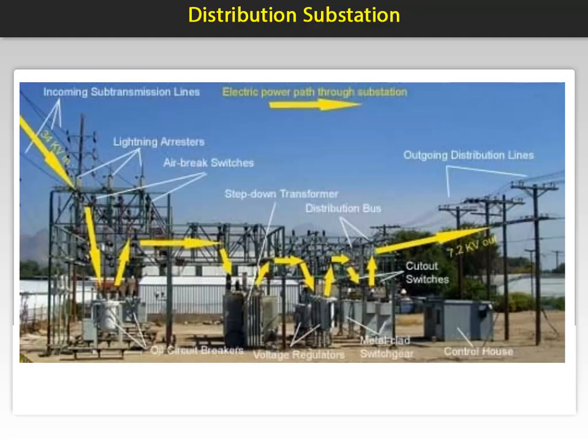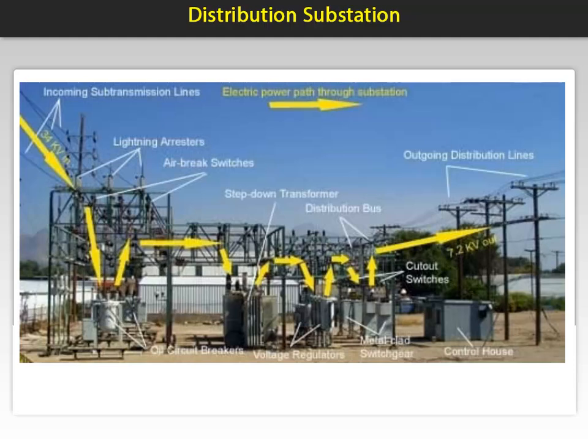In conjunction with the incoming line you will see lightning arresters. The feed then flows to air brake switches used to isolate for service the equipment in the yard. These can also be vacuum switches and can also be enclosed in the transformer.